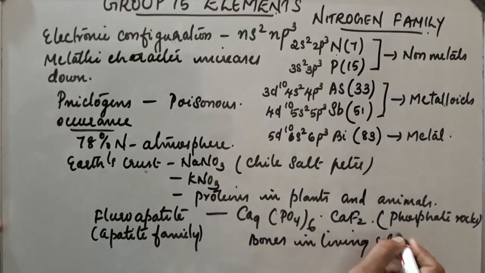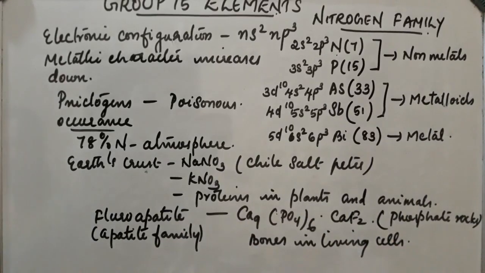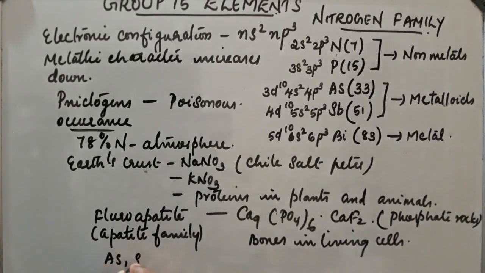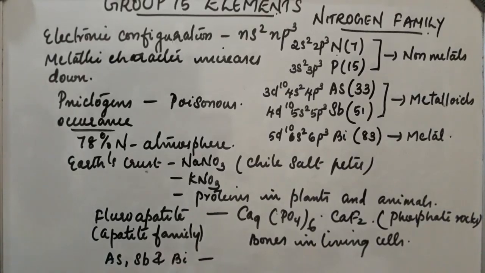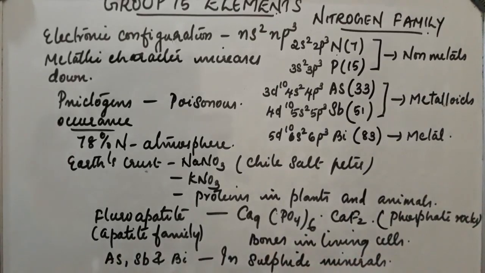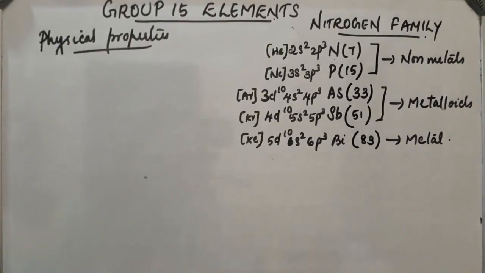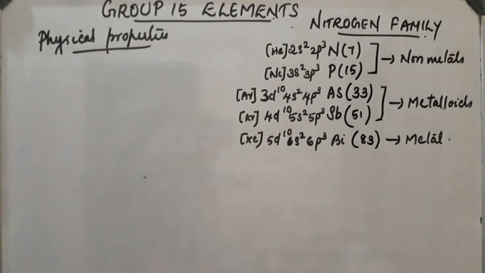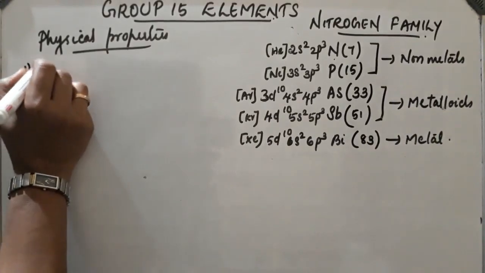Next, what about arsenic, antimony and bismuth? They are present in sulfide minerals. Next, let us discuss the physical properties of group 15 elements. First, radii, that is atomic radii.